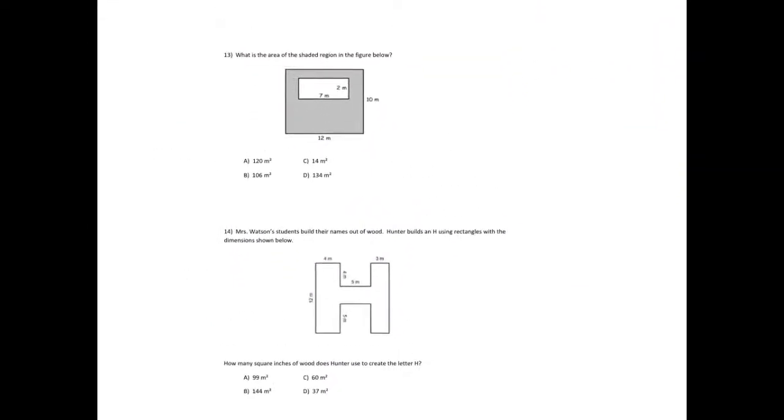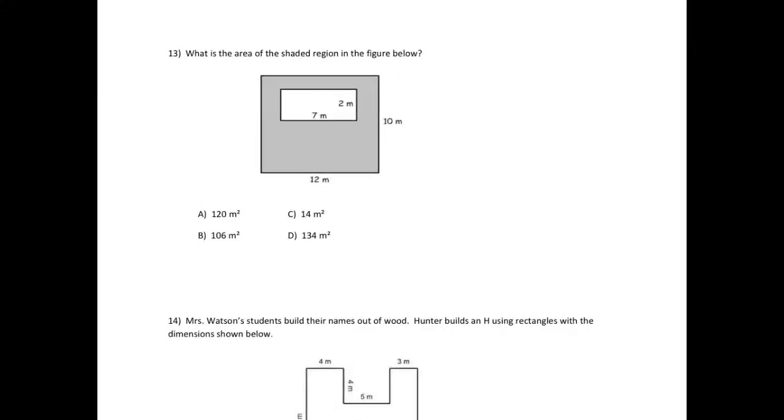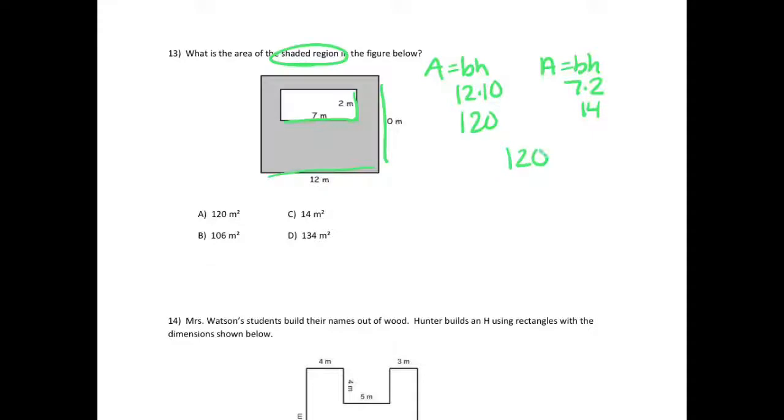Okay, number 13. What is the area of the shaded region in the figure below? Okay, so that means you have to take the big area and subtract out the smaller area. So the big area is going to be base times height. So 12 times 10, which is 120. Your smaller area is 7 times 2, which is again base times height, which is 14. So 120 minus 14 is going to be 106, which is answer choice B.